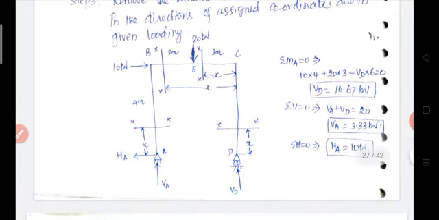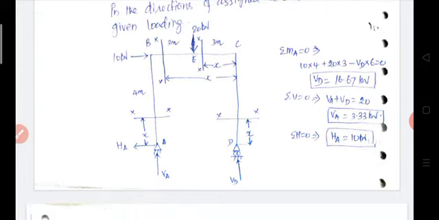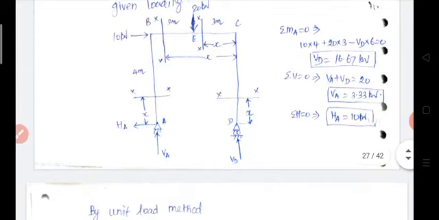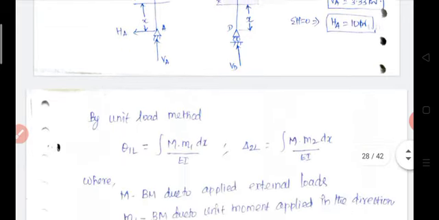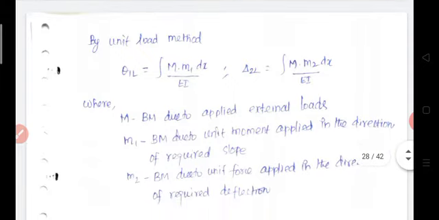So, after removal of redundants, it becomes a primary structure. Then apply external loading. Okay. So, first and foremost, we should determine the support reactions. For this, we have to apply equilibrium equations. So, apply 3 equilibrium equations, summation of M equals 0, summation of V equals 0 and summation of H equals 0. Then by unit load method, theta is equal to integration of capital M small m1 dx divided by EI, then delta is equal to integration of capital M small m2 dx divided by EI.